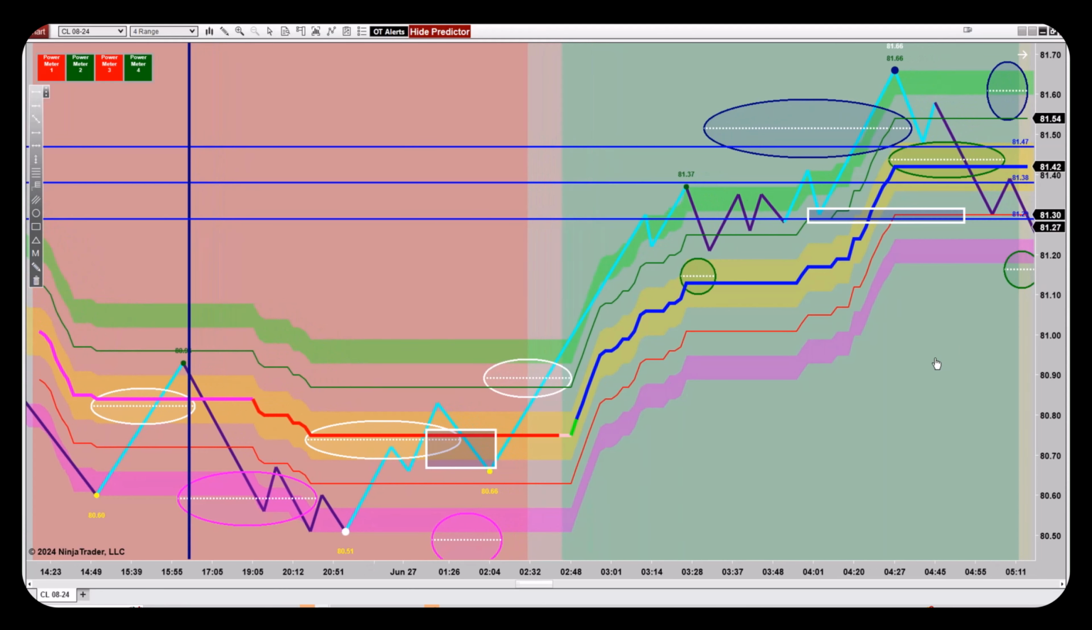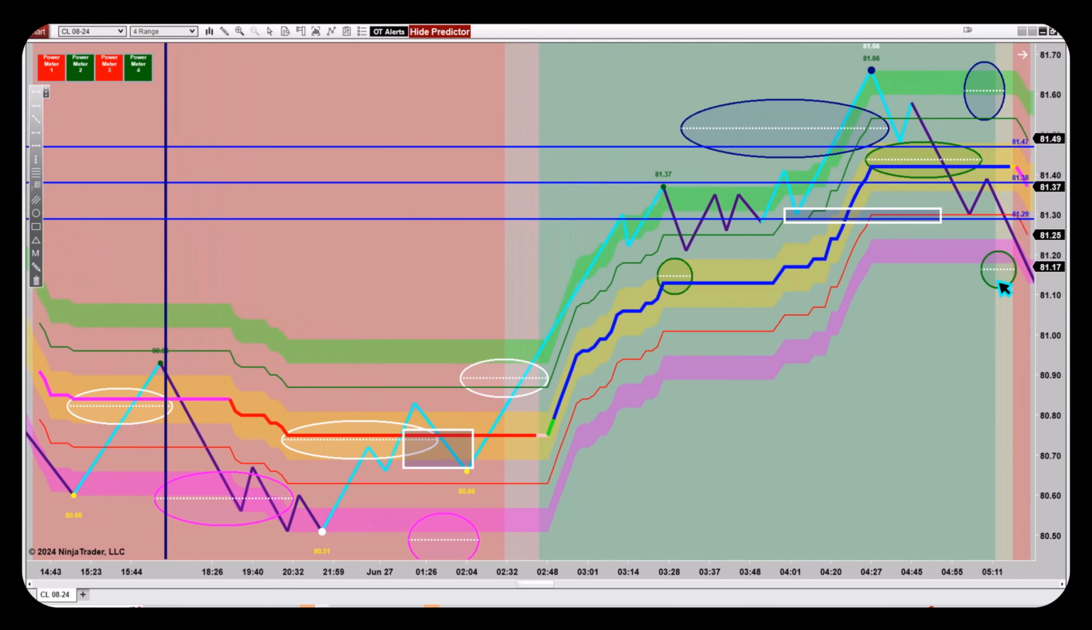No short. There's your short. There's 10 ticks at least too. See how that works?